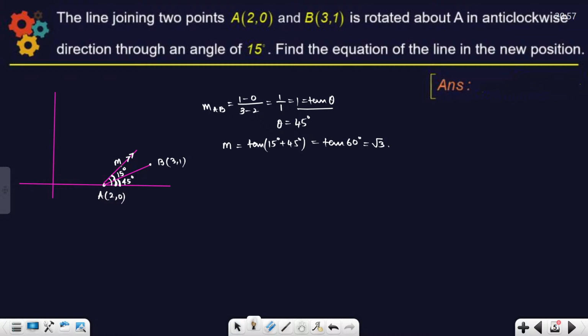Clear? So we know the slope of the required line, and we know that it is passing through the point (2, 0). Therefore, what will be its equation? y minus y1 equals m into (x minus x1). That's it. So it is y equals √3 x minus 2√3. That's it. Is it clear? So this is the required equation of that line.